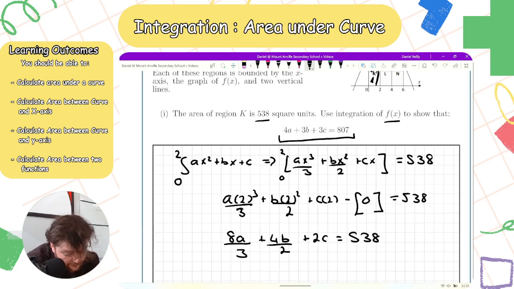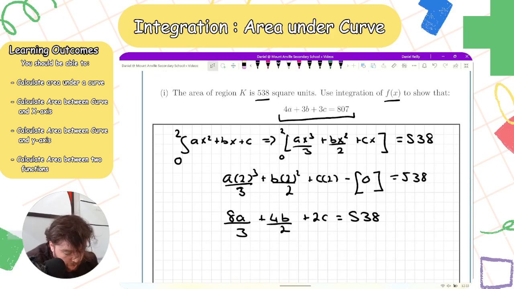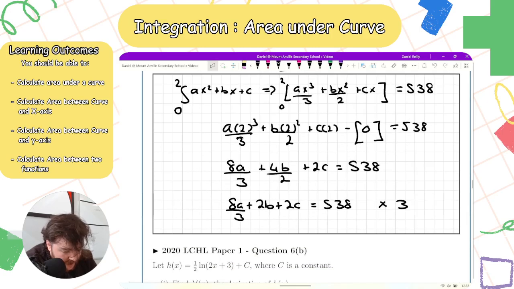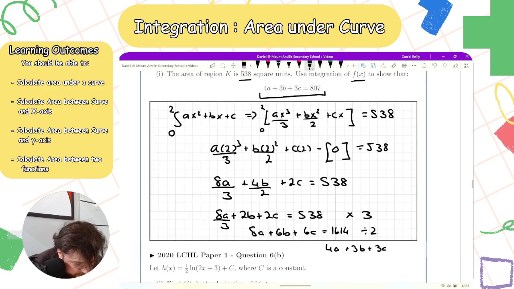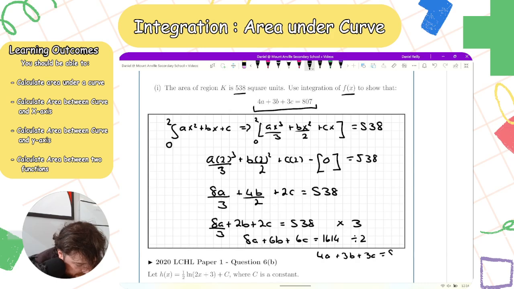I'm going to multiply across by 3 here. So I get 8a plus 6b plus 6c is equal to 538 times 3, which is 1614. And then I notice I can divide everything here by 2. So I'm left with 4a plus 3b plus 3c equals 807. And that was what I was asked to prove there.